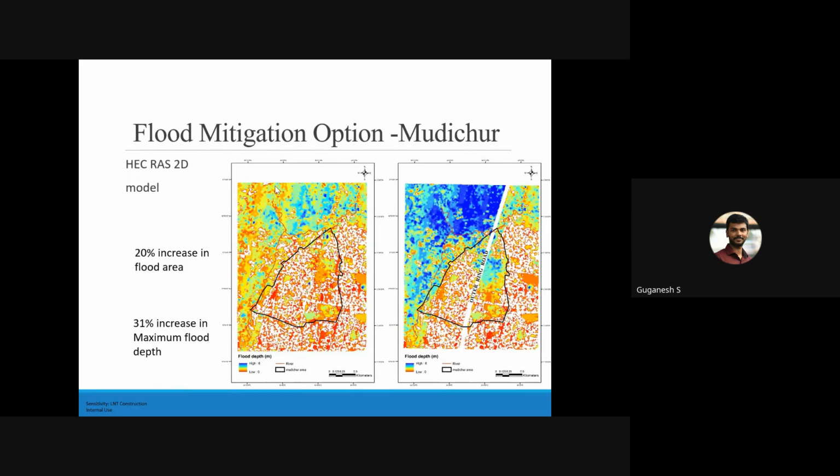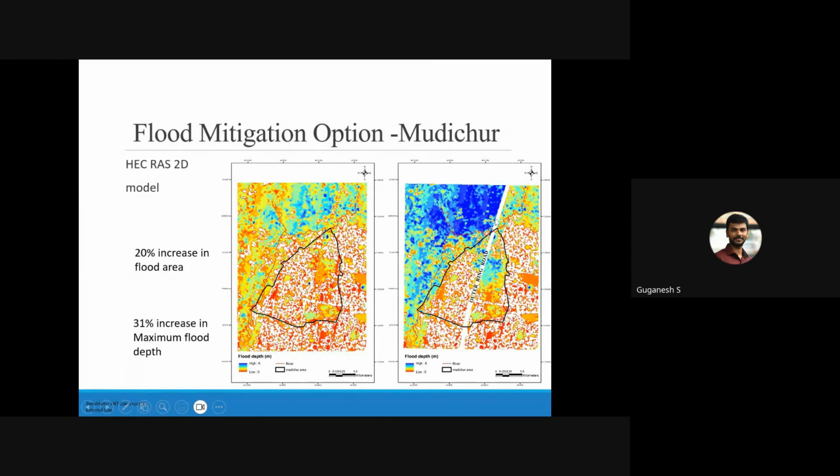To prove this, we did 2D modeling over the Muduchur area, and we provided the DEM data. Then we corrected the DEM based on the older period. So this DEM is without the outer ring road, and then we modified the DEM with the measurements of the outer ring road. Based on that, you could see that the dark blue color indicates water getting stagnated on the left hand side of the outer ring road.